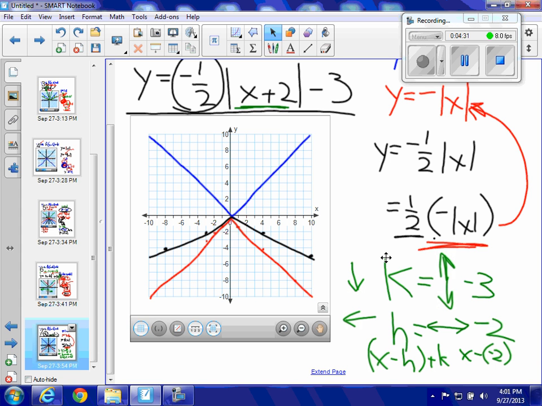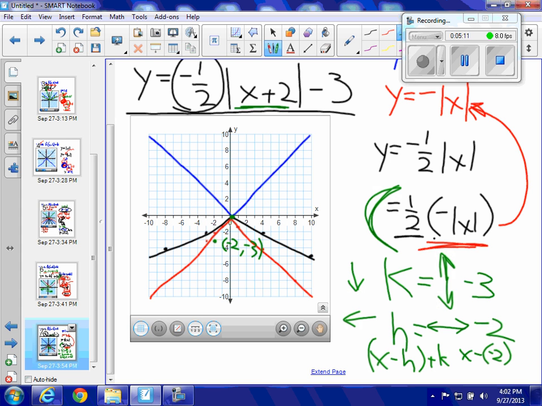I'm dealing with this function. This is the most recent transformation that I have done. So every point on that function, I'm going to move left 2 and down 3. I like to start with my vertex, particularly when I'm working with absolute value. Here's my vertex. I'm going to go left 2, down 3. And while I'm doing this, sometimes it's easier for me to label points. So that would be the point -2, -3.